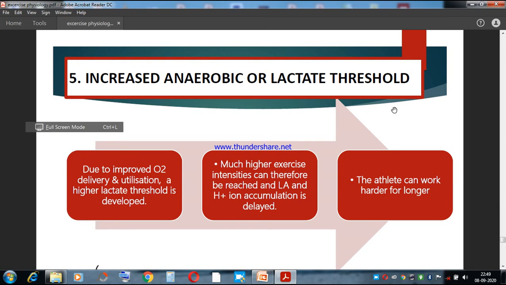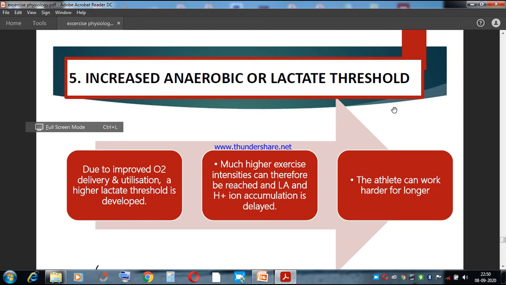Now, this is also a long-term effect of exercise on the respiratory system: the increased anaerobic or lactate threshold. That means you don't fatigue early. Even if lactic acid is formed, it will cause you fatigue much later. So that is the advantage that an athlete gets. So it's a long-term change.